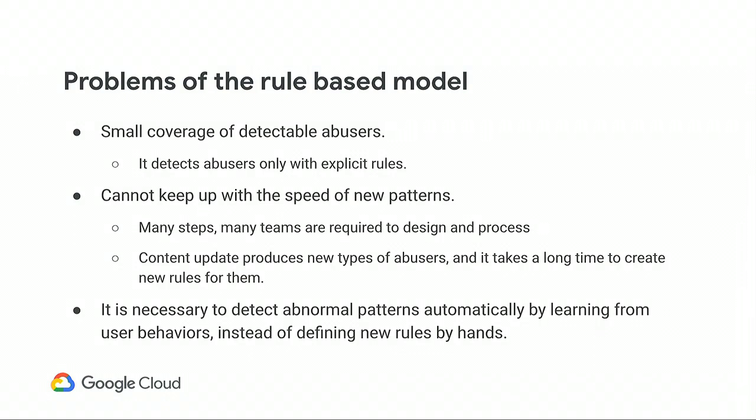So as you've seen, there are some problems with running the rule-based model. The first one is that, honestly, it has small coverage of detectable users because it's working on rules. If someone is abusing without rules, or with unpredicted behaviors, then the rule-based model can't tell whether this is an abuser or not. And it's really hard to keep up with the speed of content updates and new patterns, because in order to retain the heavy spenders, the most important thing is that the development studio continuously updates the content to spend money. So they mostly focus on developing game features, and they usually deprioritize adding new rules to the rule-based model. So it's really hard to maintain the rule-based model.